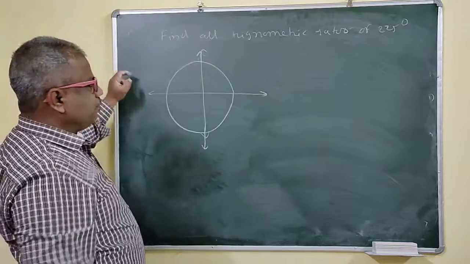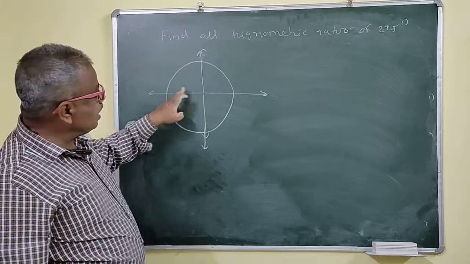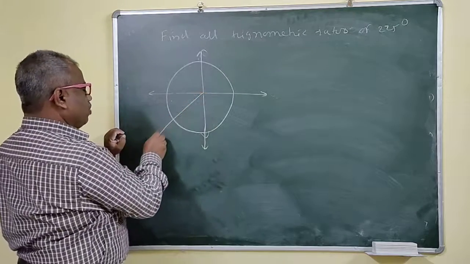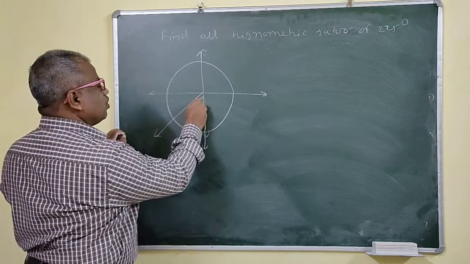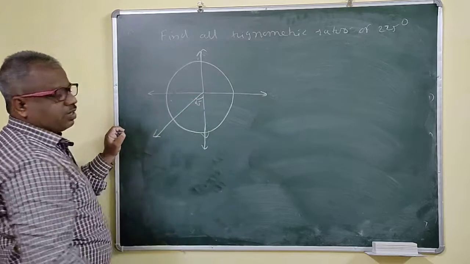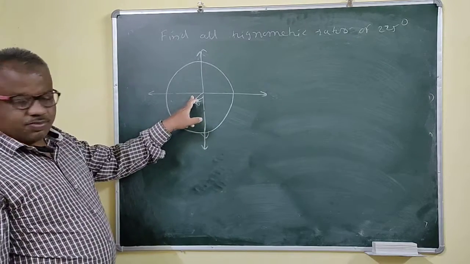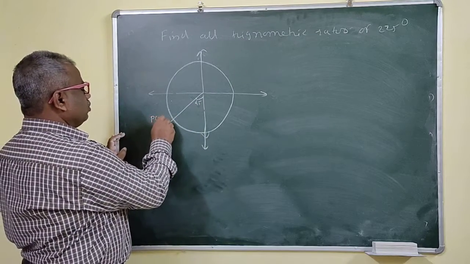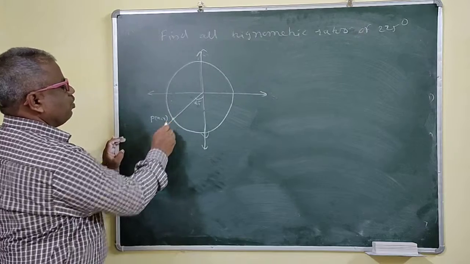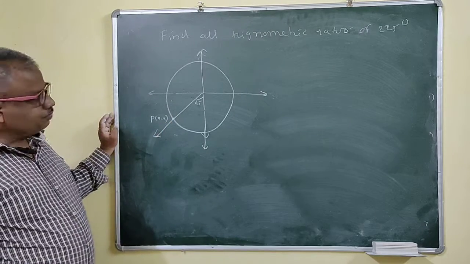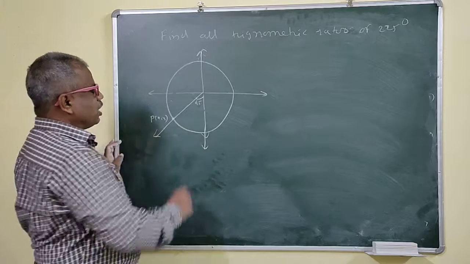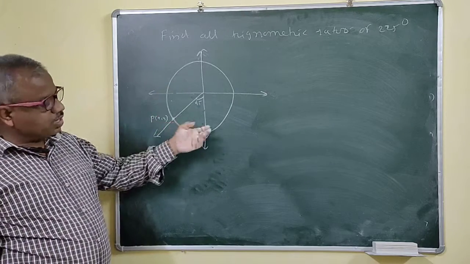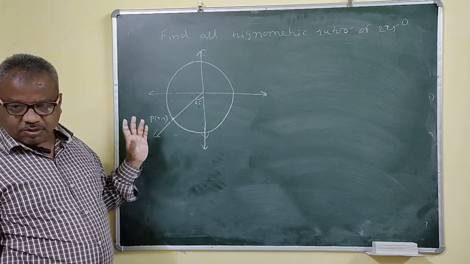So 225 means 180, after that 45. Right? That means this angle is 45, or this angle is 45. Doesn't matter. You can take anything now. Now this is your P(x, y). We are interested to find this P(x, y). This angle is also 45. That means you can draw perpendicular to the y-axis or to the x-axis. For our practice, we draw perpendicular to the y-axis.